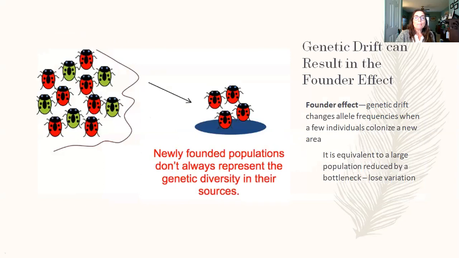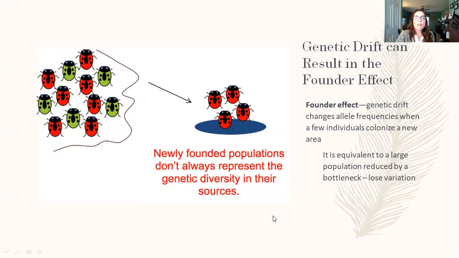Another thing that can result from genetic drift is called the founder effect. This comes from the result that if a few individuals leave the original population and colonize a new area, they populate a new area, then just by random chance, the proportion of alleles in that population may be very different from the original population.